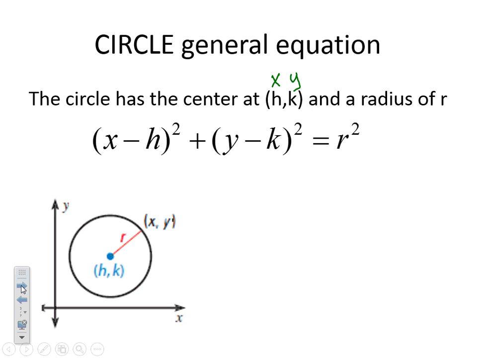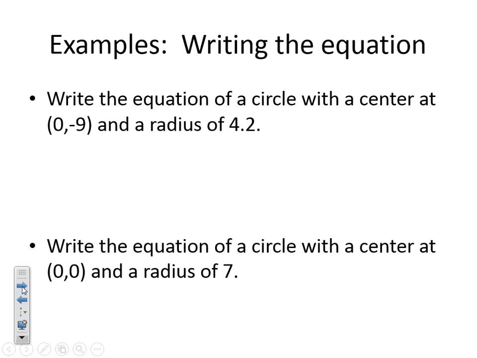All right, make sure you have it in your notes. Really important. Everything today from now on needs to go in your notes. Here's our first example. So you have to write these in your notes. Okay, we're going to write the equation of a circle with a center at (0, 9) and a radius of 4.2. So when we have our equation, our original equation is x minus h squared plus y minus k squared equals r squared.